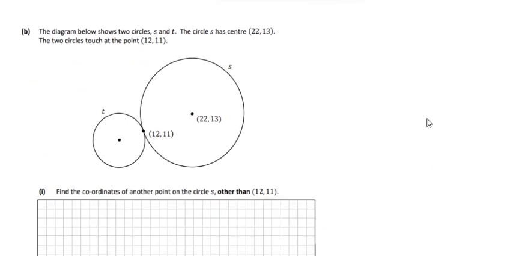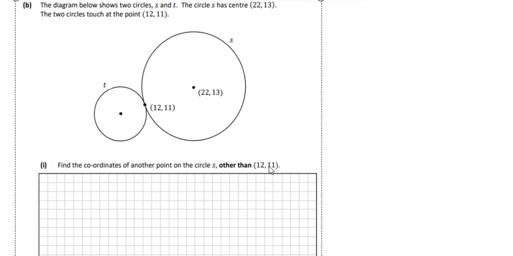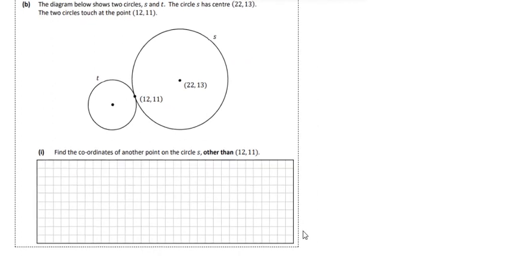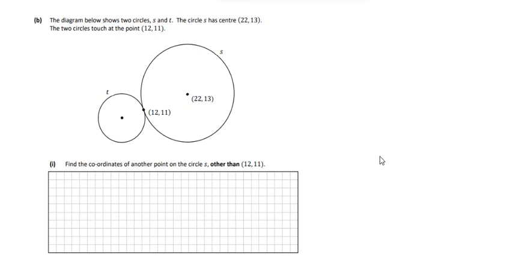Part B then. So you've got two circles here. You've got the bigger circle with the center, and a point on it, and that point is connecting to another circle T. So find the coordinates of another point on the circle S other than (12, 11).